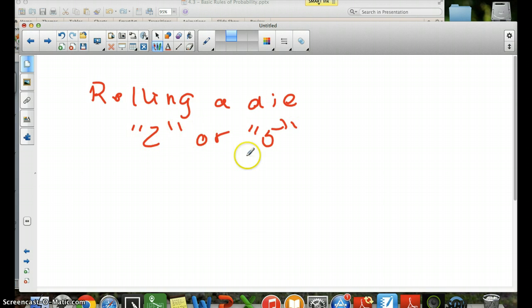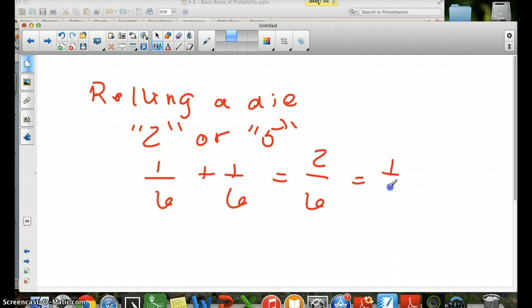Okay, there's no overlap. There's one 2, there's one 5, there's no overlap. You can't possibly roll a 2 and a 5 at the same time if you're rolling one die, that is. So you would have 1 out of 6 plus 1 out of 6, and so there's your probability for rolling a die and getting a 2 or a 5 because those are mutually exclusive events.